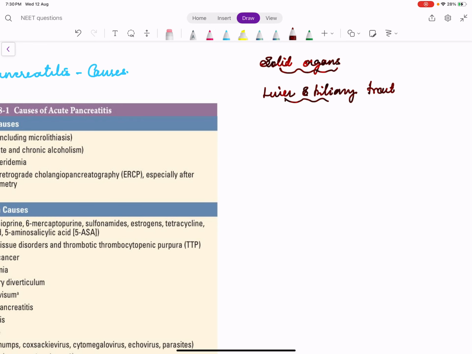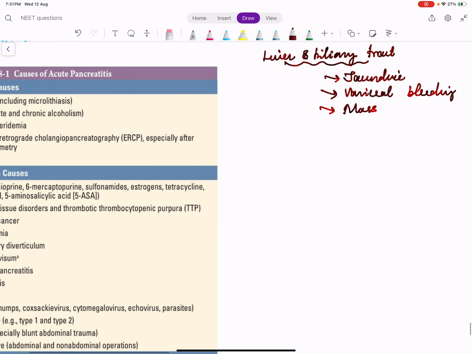What are the symptoms that liver and biliary tract disease cause? Jaundice is a very important symptom of the biliary tract. Then we have variceal bleeding. We have a separate session on this also. Plus there is a mass, hepatomegaly. These are the symptoms of liver and biliary tract.